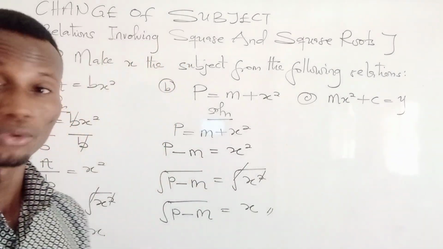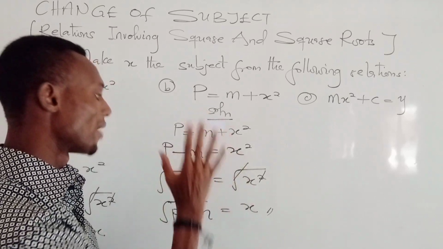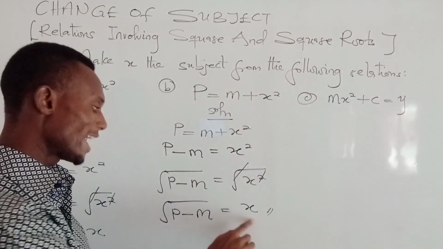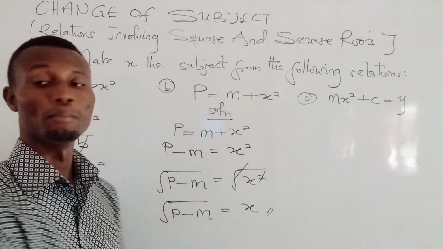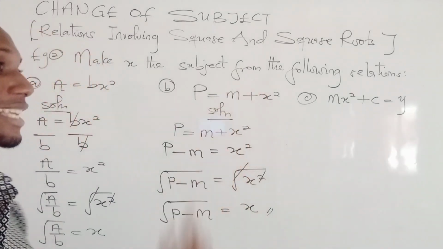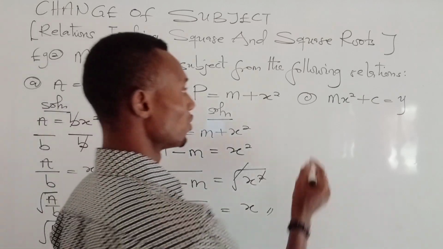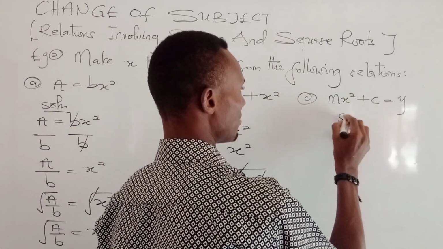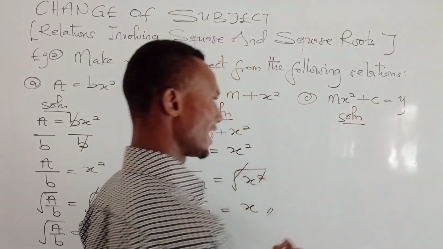Very simple and straightforward. So our answer for making s the subject from this given equation is s equals square root of p minus m. Let's handle the c as well. For the c, I have ms squared plus c equals y. So let me write down my solution and let's do it together.